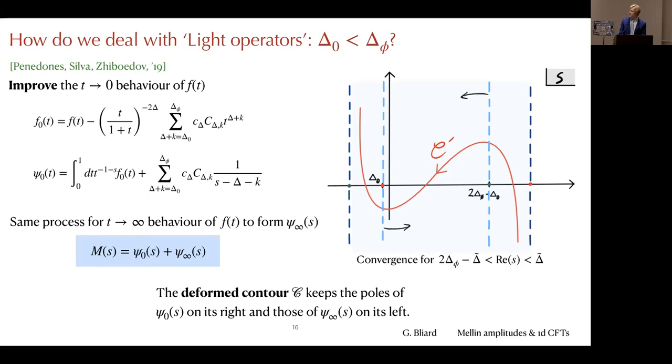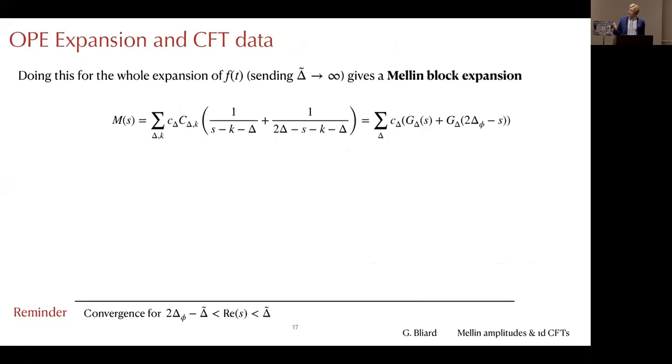One last detail about this is that the contour needs to be deformed in order to keep the poles of the psi zero on its right and those of psi infinity on the left. So one can see that, for example, these green poles are going to be on the left, so you need to go above, and same thing for these red poles need to be on the right. But then why don't we just do this procedure for everything so that we have a region of convergence, which is the entire complex plane? One can actually do this, and we recover a block expansion in Mellin space.